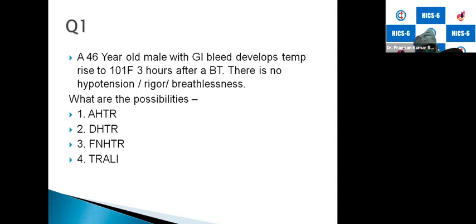AHTR is acute hemolytic transfusion reaction. DHTR is delayed hemolytic transfusion reaction. 3 is febrile non-hemolytic transfusion reaction. 4 is transfusion associated lung injury.